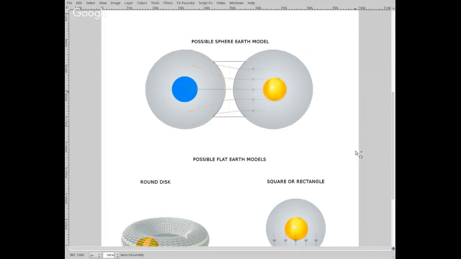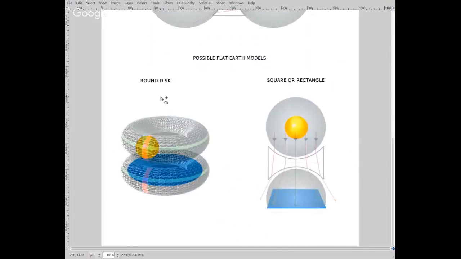Possible flat Earth models. On the left, we have a round disk. Why I didn't remember to center that, I don't know. I will fix that. Here we see the sun going around inside this donut. Okay, and the Earth, a flat disk. It's hard to depict here, but it's a flat disk inside of a donut. Why the donuts? That's the equivalent of this bubble, okay? Only it's going around the flat disk. The sun is on the top here.